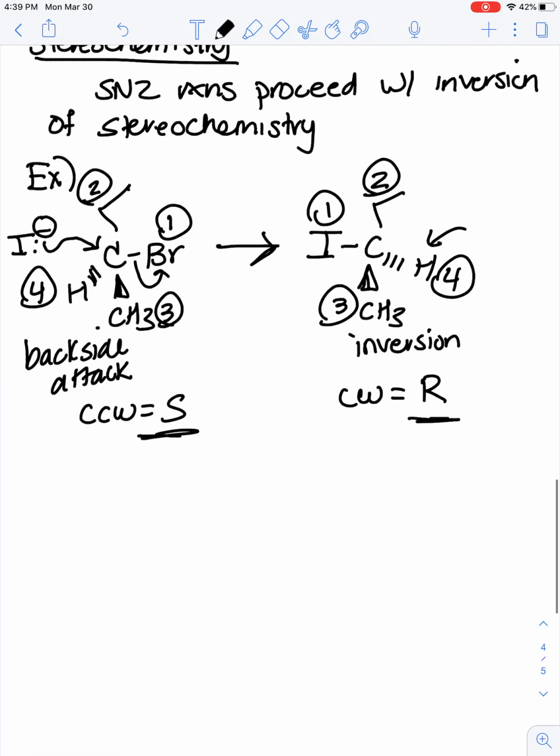This is a good way to double check yourself. But again, if you think about it, it's a one-step process. So really the only place that the iodide can go or attach to the carbon is on the back side of that carbon.